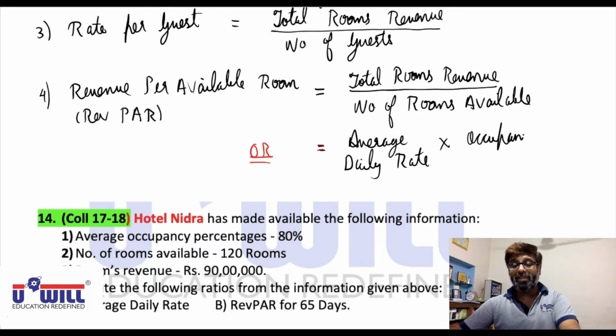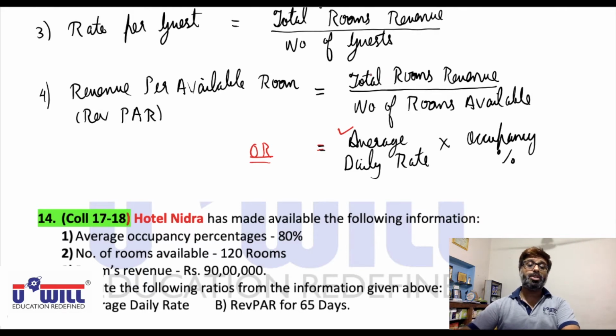Now which formula we will apply, both you have to remember. Which formula we will apply will depend on the information given in the question. If average daily rate is already available, then apply better the second formula. And if average daily rate is not available, then you can apply the first formula.